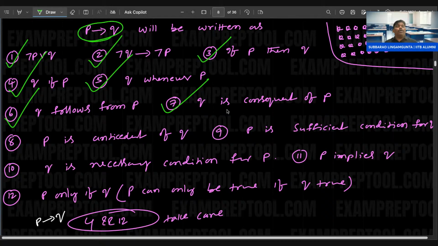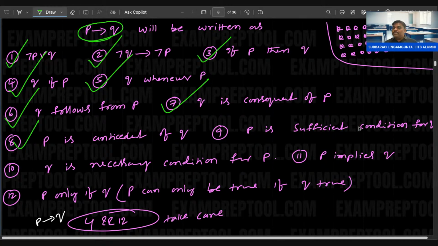Next one, Q is the consequent of P. Remember, in P implies Q, Q is the consequent of P, and P is called the antecedent. So Q is called the consequent, P is called the antecedent. P is the antecedent of Q. Q is the consequent of P.